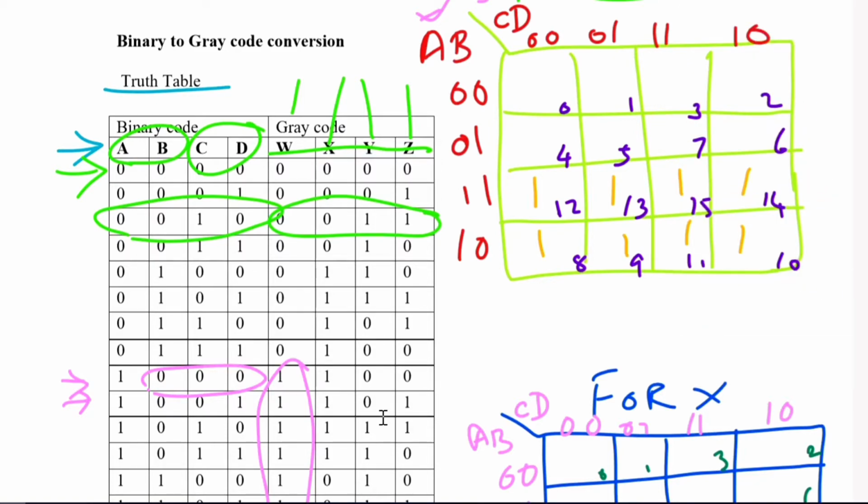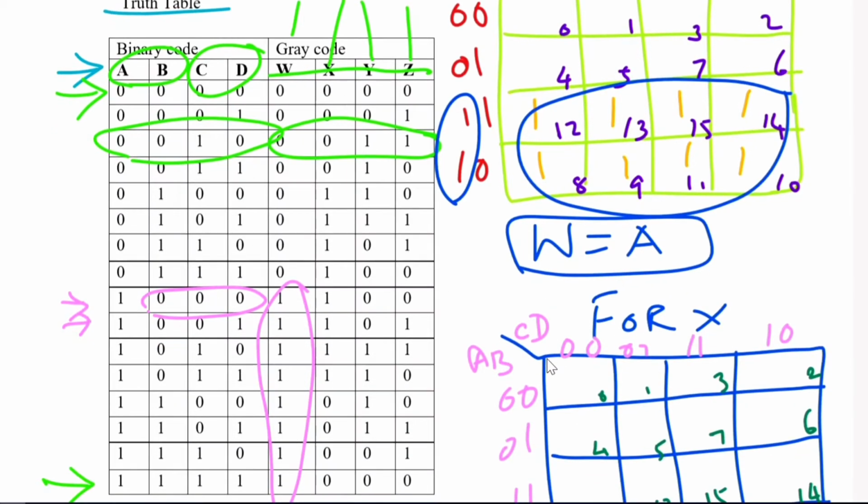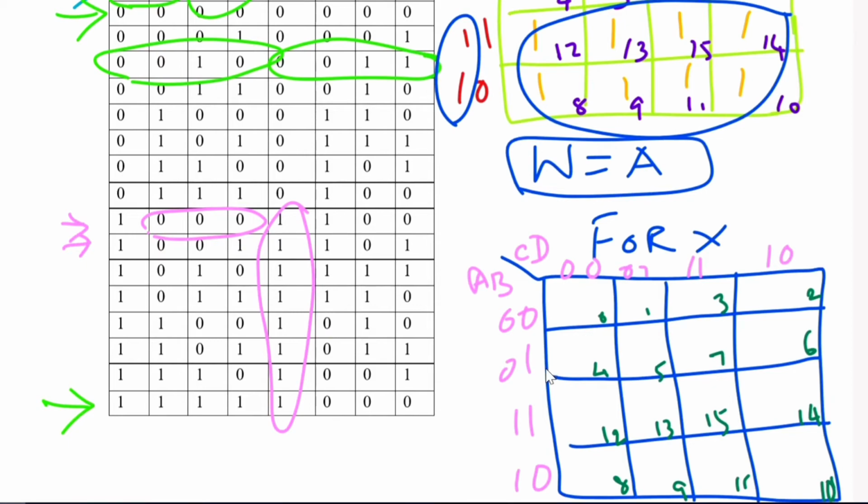Students, hope you are all much familiarized with the grouping of K-map. So while grouping the same, what is our output? W equal to A. W equal to A. So freeze it as it is. Then you do the same K-map for the next output.